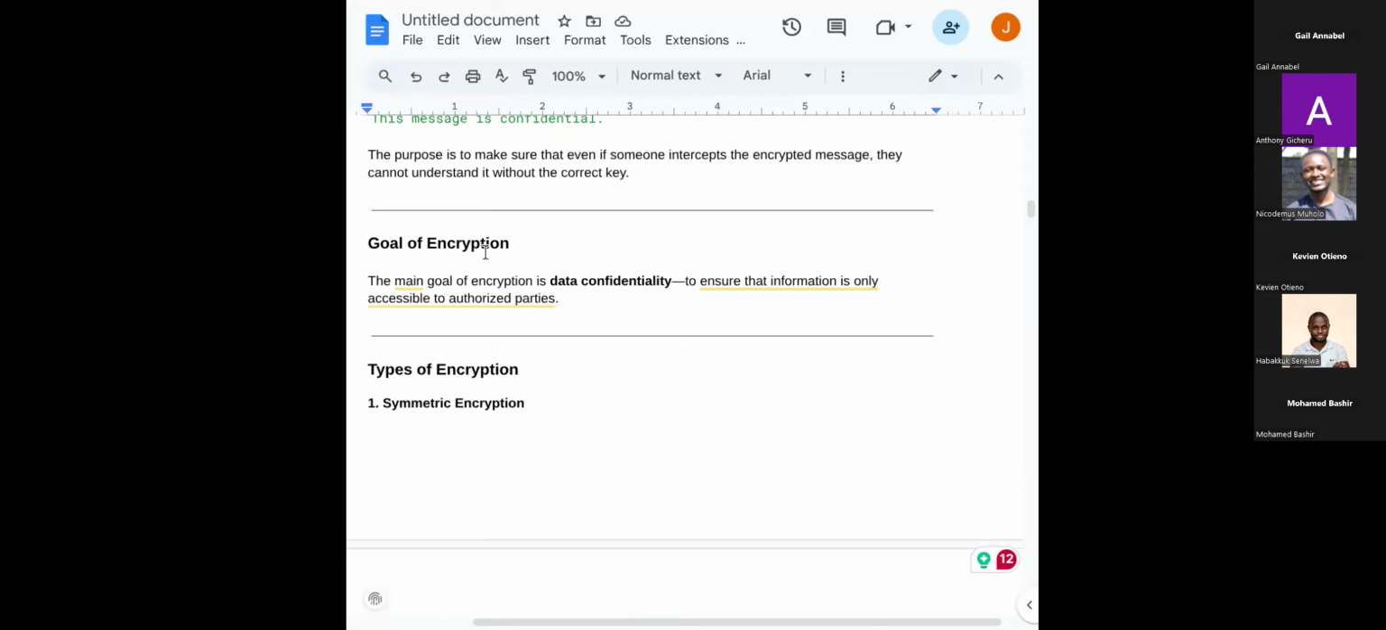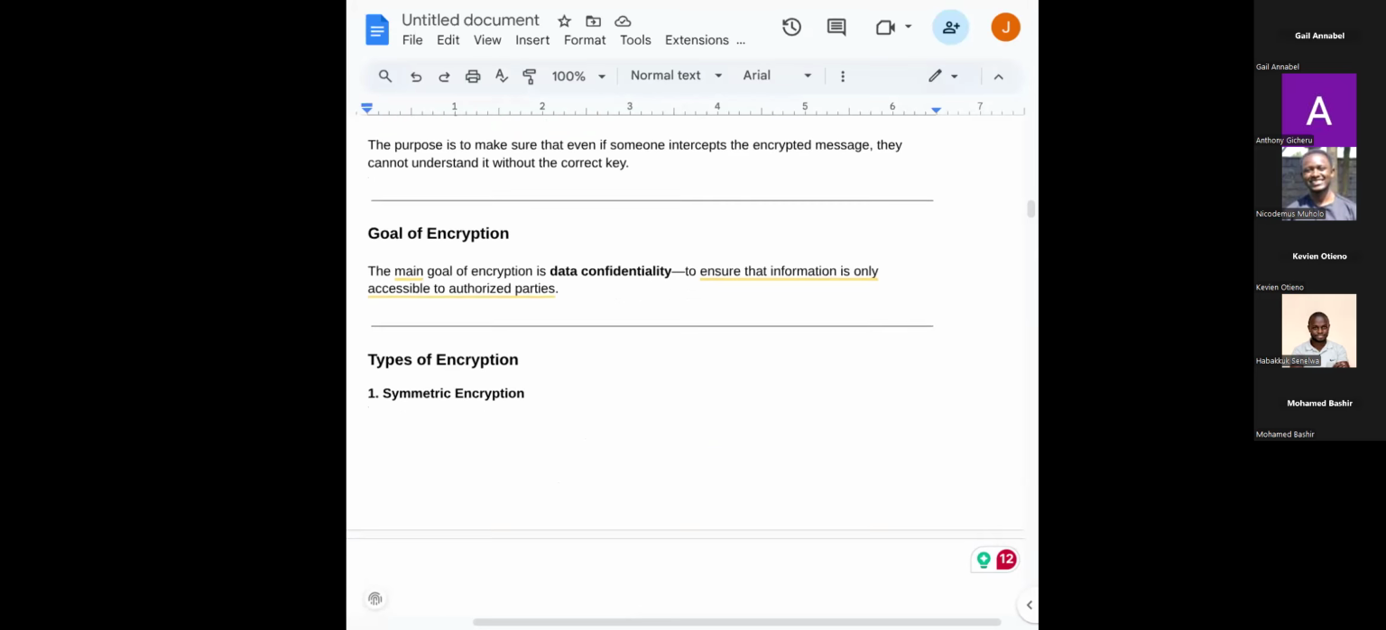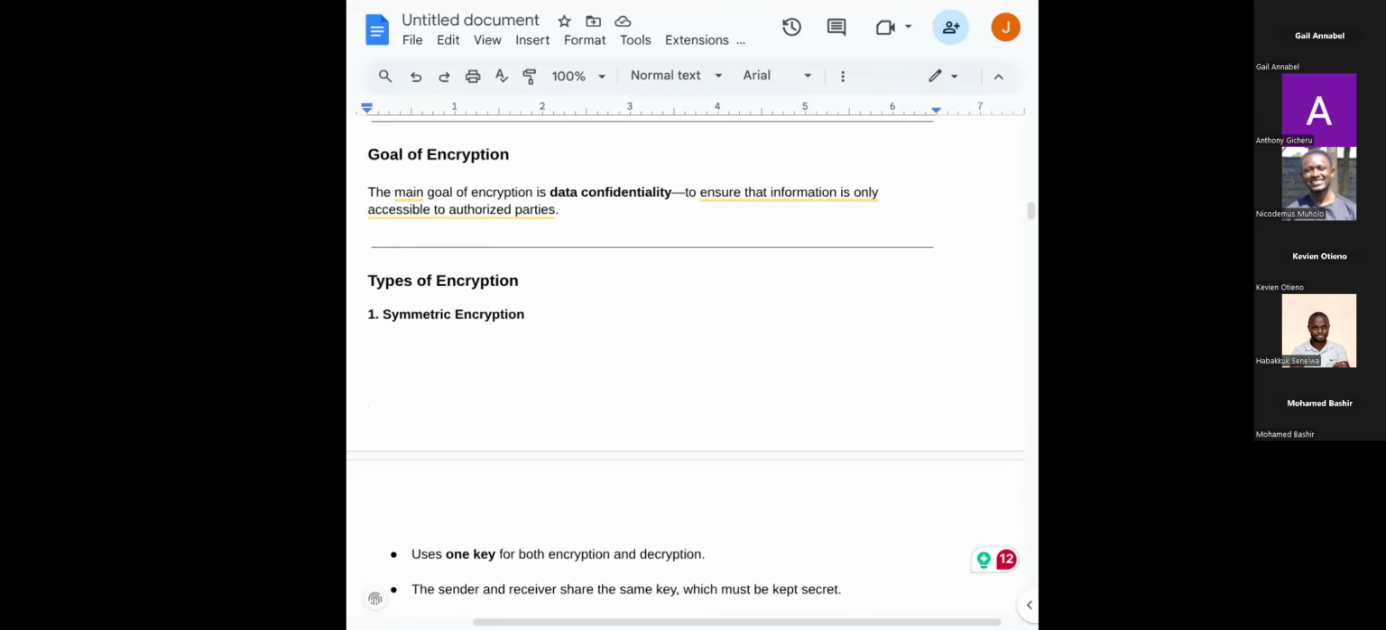And the goal of encryption is to ensure that your data is confidential. It is accessible only to authorized people, nothing more and nothing less. Next, let's go to the types of encryption that we have. We have three types: symmetric, asymmetric, and hybrid.